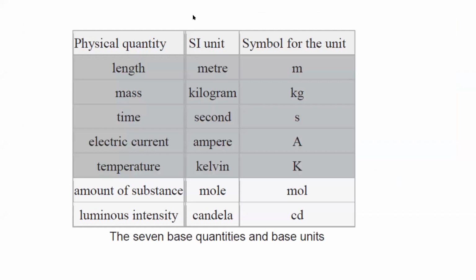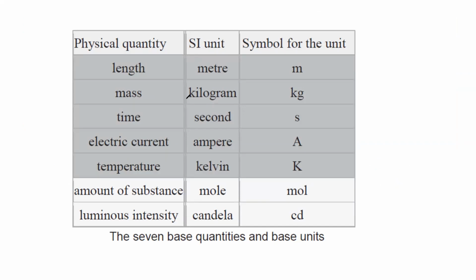So first, the quantities which we can measure are referred to as physical quantities. We have the base quantities or fundamental quantities with their base units. Length is a physical quantity, the unit of length is meter, and it is symbolically represented by small m. Mass is a base quantity. The SI unit of mass is kilogram, represented as kg.